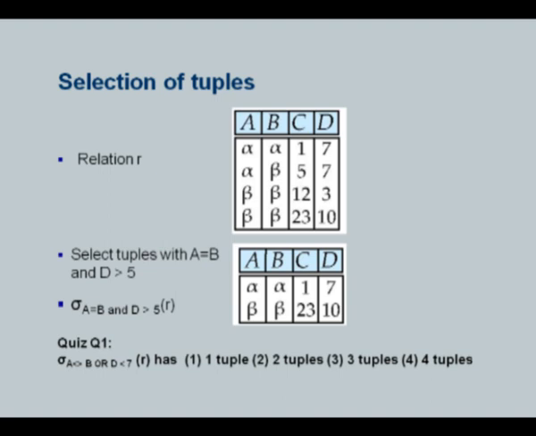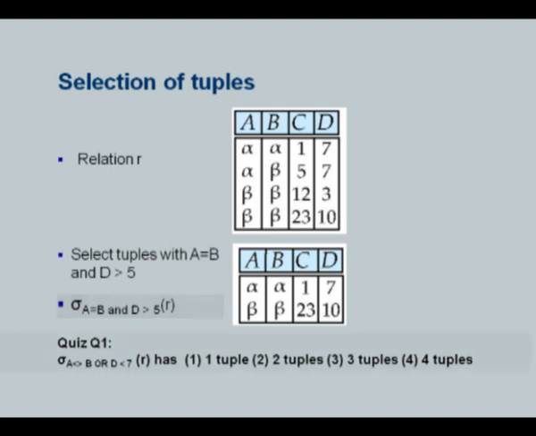Now in the relational algebra notation, we will write the selection operation using this notation in the third bullet here, which says this Greek letter sigma, which incidentally is the Greek equivalent of the English S for selection, therefore sigma, and the condition is A equal to B and D greater than 5, and the selection operation is applied on the relation R, so that is what we have down there. So this is the mathematical notation in the relational algebra to get a subset of the rows of a relation.